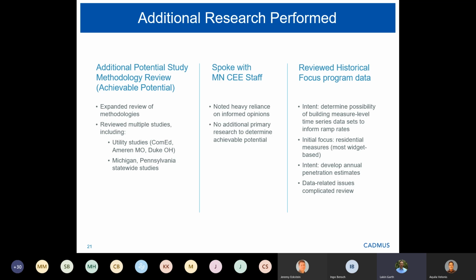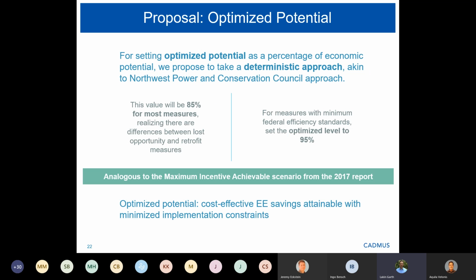Suffice to say, there were a number of data-related issues that really complicated that review. And although we were unable to develop a really holistic, inclusive approach for many different measure types, we did have some limited success with some data. Some measures are a lot easier than others to track over time. And so we do plan to use some of that information as we move forward in the study. But in summary, we weren't able to come up with a holistic, single approach that we could use to address the ramp rate question. So on this next series of slides, I just wanted to summarize our proposal moving forward.